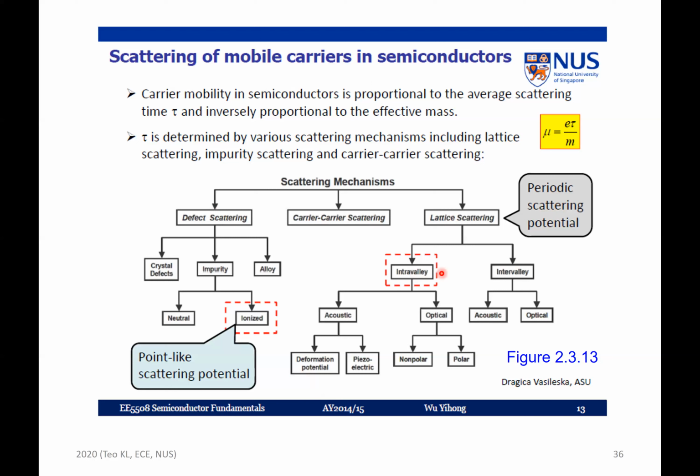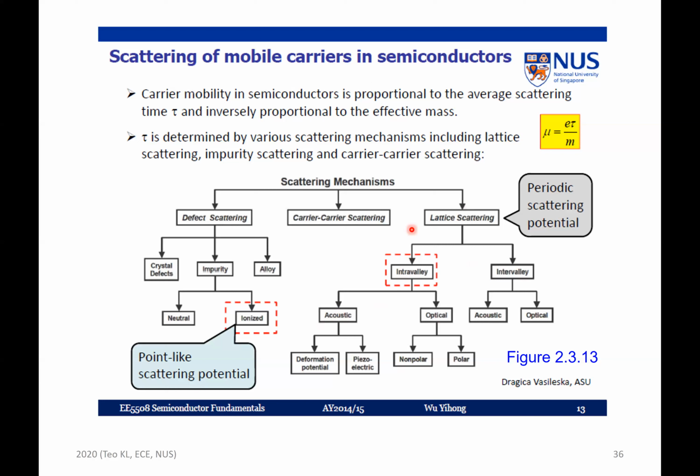So you have intra-valley, which is scattering within the same valley, or inter-valley, which is scattering from one valley to another valley. Let's say from the gamma valley to the L valley, or from the L valley to the X valley. Both intra-valley and inter-valley can involve acoustic or optical modes. And therefore you need to know the acoustic and optical phonon energy based on the phonon dispersion curve.